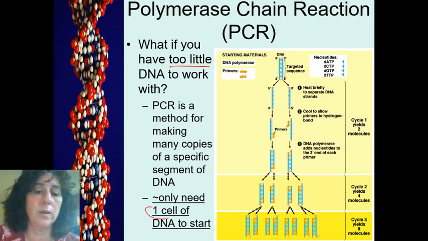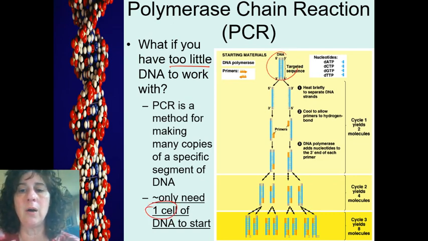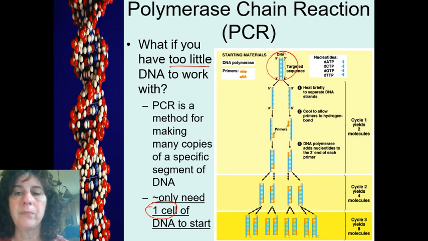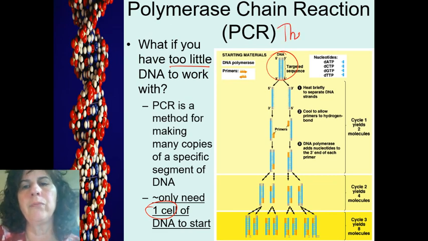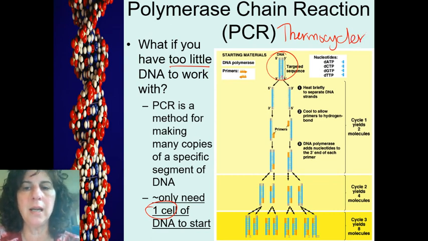All you need really is one cell. And you just take that one original piece of DNA, do what the cell does, but do it in an artificial environment in what we call a thermocycler. A thermocycler is a machine that does PCR, okay? Take the DNA, split it apart. So that's step one, split it apart.